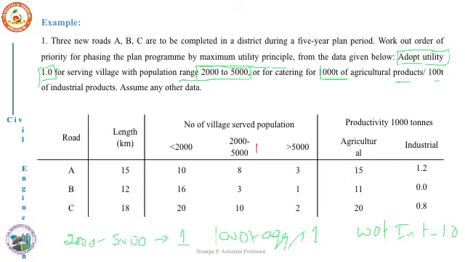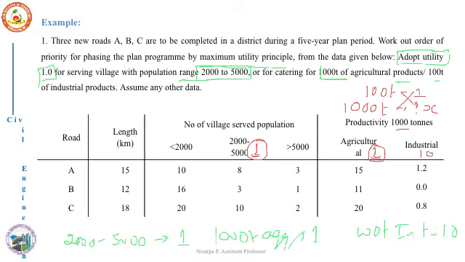In the data they have mentioned the utility value is given as 1 for the population between 2000 to 5000, and also the utility value is 1 for 1000 tons of agricultural product. But for industrial, utility unit is 1 for 100 tons, but since all our productivity is in terms of 1000 tons, we can find out what will be the productivity for the 1000 tons. So now by cross multiplying, the utility value for catering for 1000 tons of the industrial product will be 10.